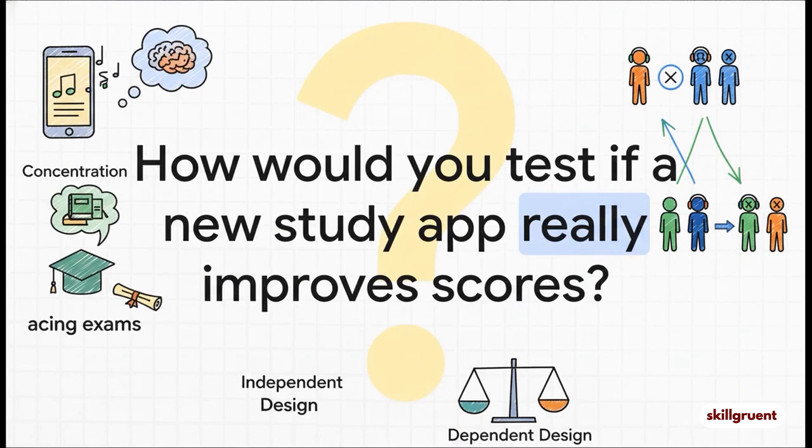So let's make this real for a second. Imagine you've created a new study app. It plays some special kind of music that you claim boosts concentration and helps students nail their exams. So, how do you prove it? I mean, really prove it. Do you grab two different classes, give one the app and the other total silence? Or do you take just one class and have them try it both ways? How you answer that question puts you at a huge fork in the road of how you design your research.